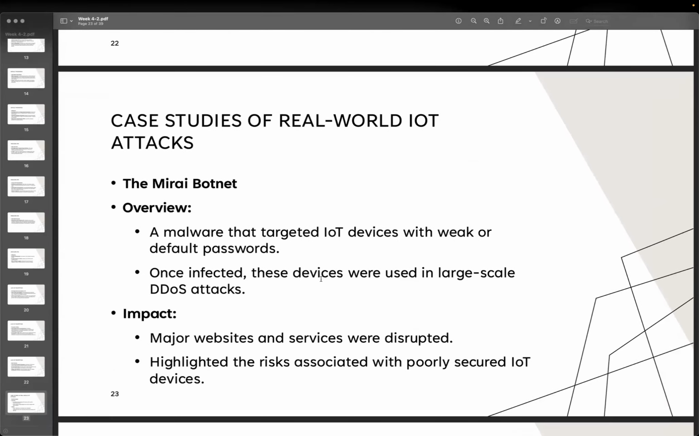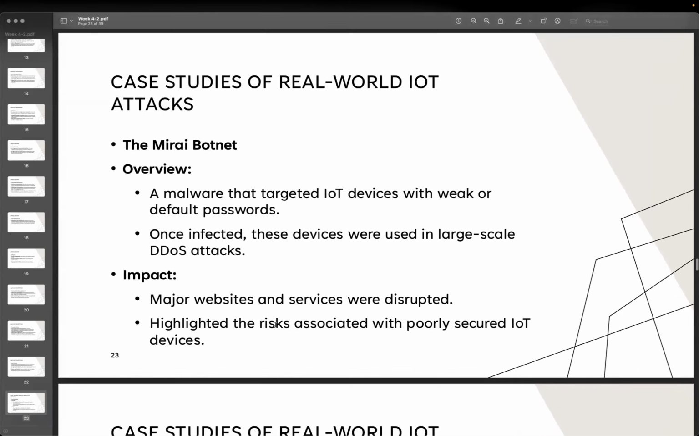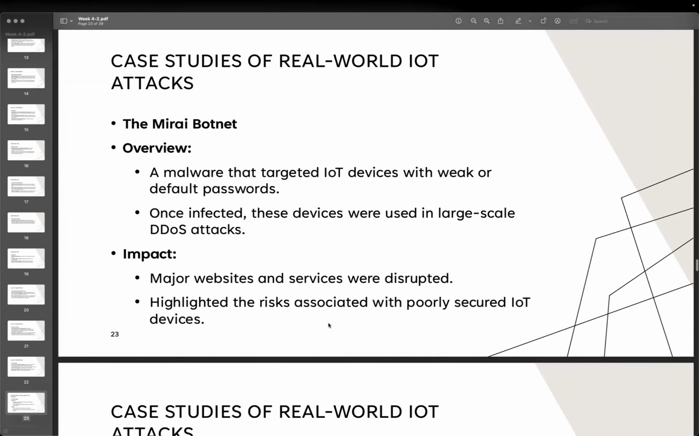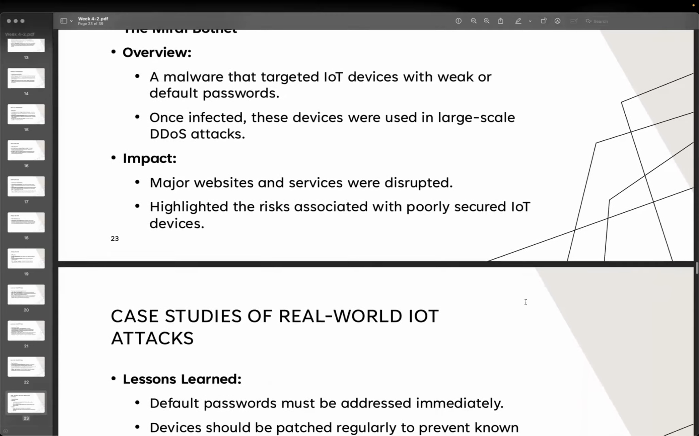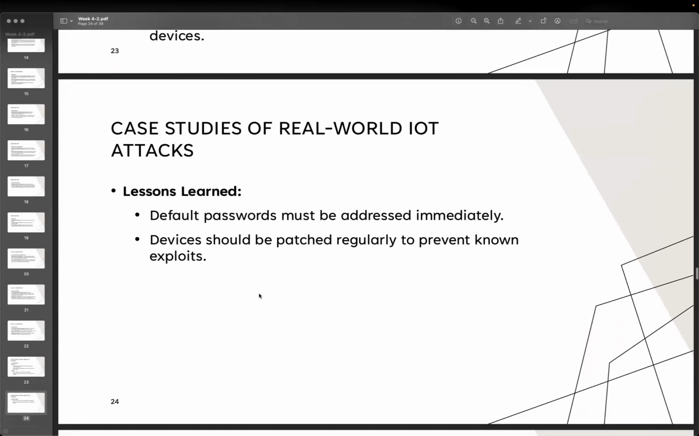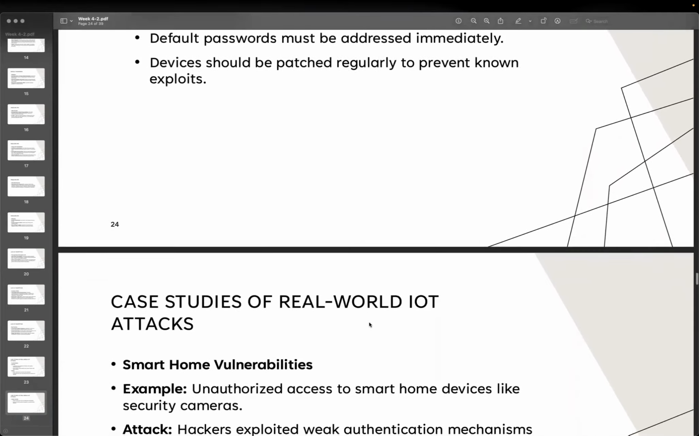Let me quickly talk about this one, because it caused a large-scale DDoS attack and disrupted some major websites. We need to know the risks associated with poorly secured IoT devices. Always remember to change your default password and apply regular updates.